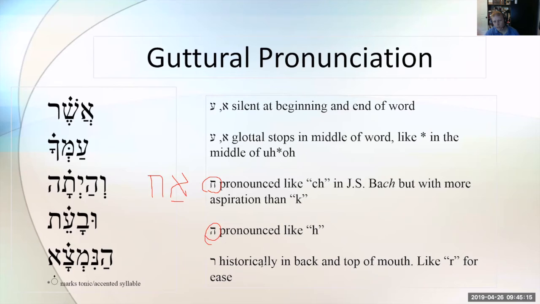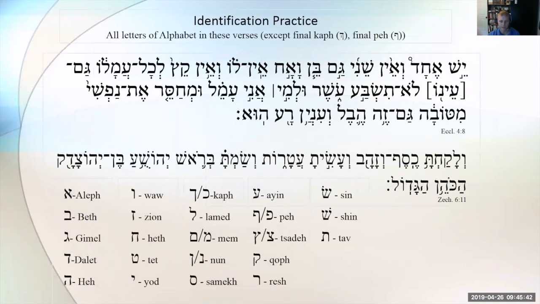And then a resh is historically pronounced at the back and the top of the mouth, but it's easier just to pronounce it like an R and not worry about it. Okay, so it's no problem. I am not a big stickler about how you pronounce it because, in fact, a lot of people pronounce it differently, even among modern Hebrew speakers. So it's not that big of a deal.